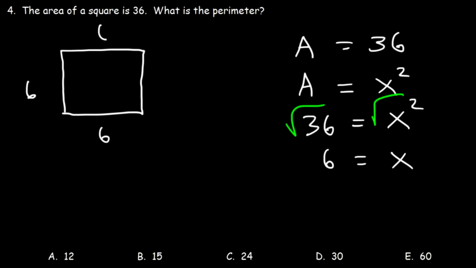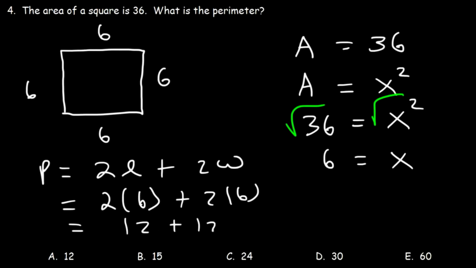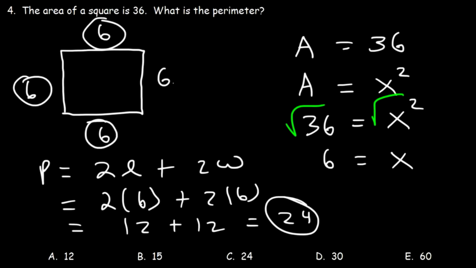So now that we know that, we can calculate the perimeter. The perimeter is basically the sum of all sides. It's 2 times the length plus 2 times the width. And both the length and the width are equal to 6. So it's going to be 12 plus 12, which is 24. You could also do 6 times 4, because you're adding 6 four times, and that will also give you the perimeter. So C is the right answer in this problem.